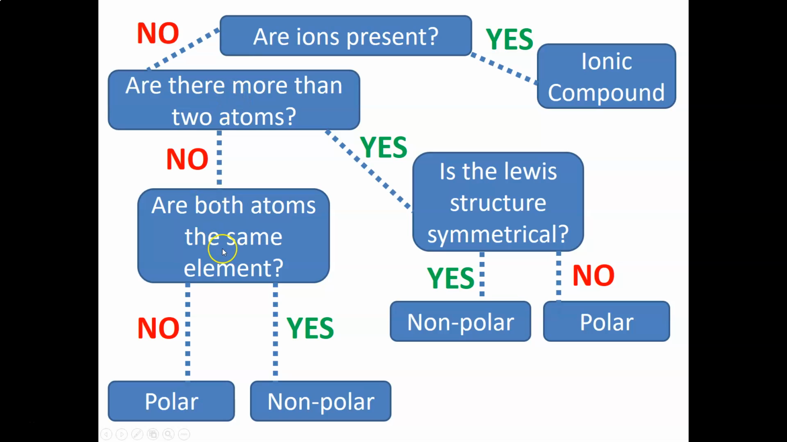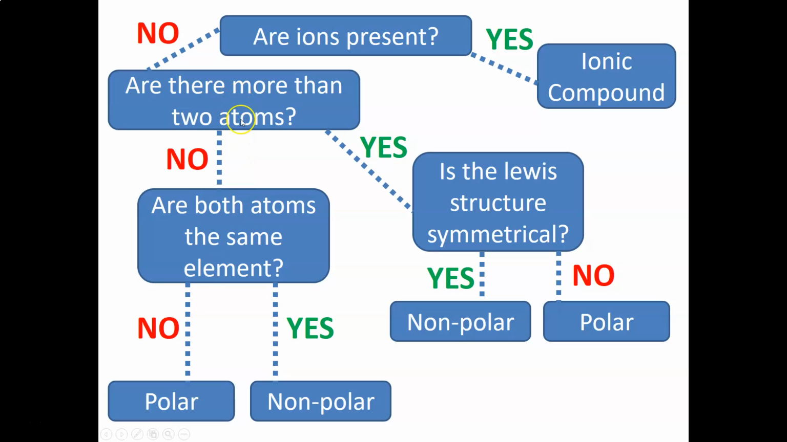If there's only 2 atoms, then you ask yourself, are they the same element? Like O2, or H2, or Cl2, or F2. If they're the same element, it has to be nonpolar, right? It's like the 2 polar bears bonded or the 2 penguins. Neither is stronger than the other, right? So it would be nonpolar. If you have any difference in the atoms, like HF or HCl, anytime you have 2 atoms that are different, then it's going to be polar. The penguin and the polar bear combination.